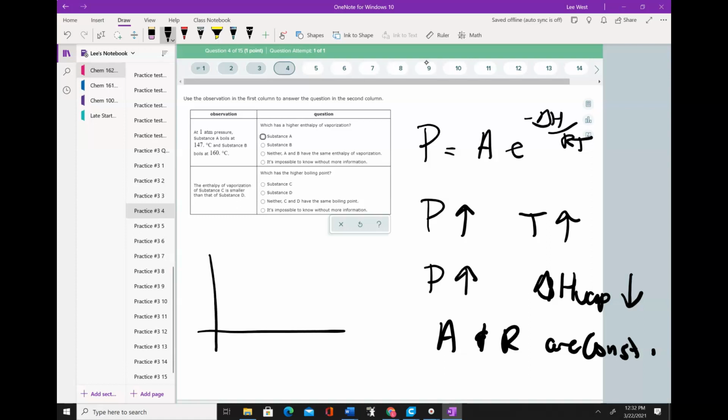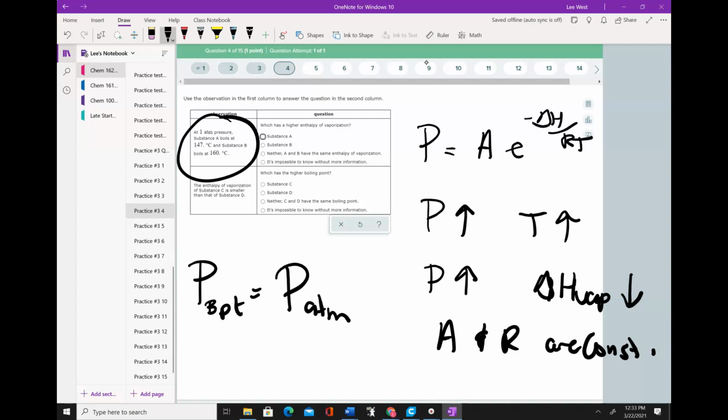But the important thing to recognize is if you were to make a graph of pressure against absolute temperature, it would kind of look like this. As temperature goes up, pressure goes up, and the exact shape of it is going to be determined by the enthalpy of vaporization. So that's the general thing that relates these three parameters of enthalpy of vaporization, pressure, and temperature. Now, the other little piece of information that you want to recognize is that the boiling point is simply the temperature at which the vapor pressure equals the external atmospheric pressure, which in the first observation here is going to be 1 atmosphere. So the pressure at the boiling point is just equal to whatever the external atmospheric pressure is.